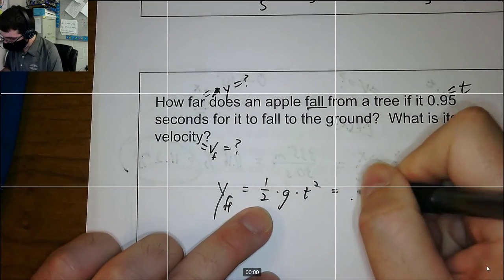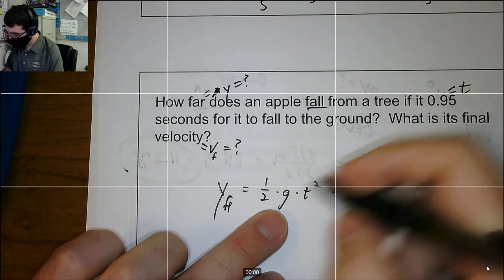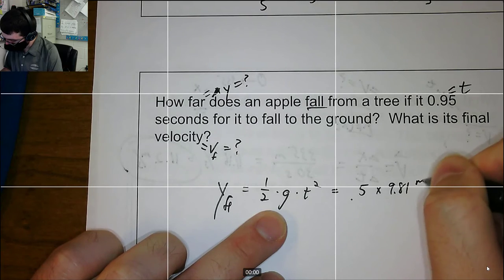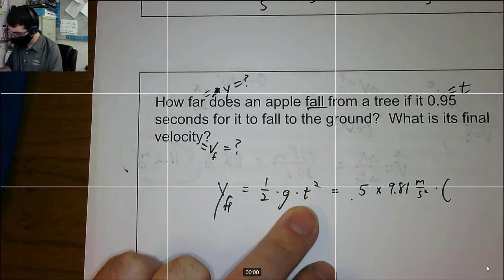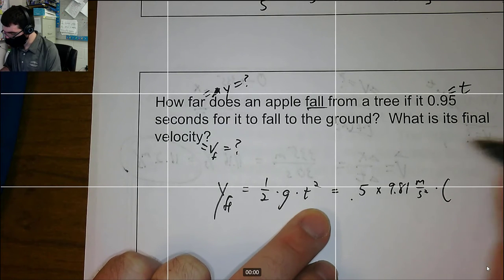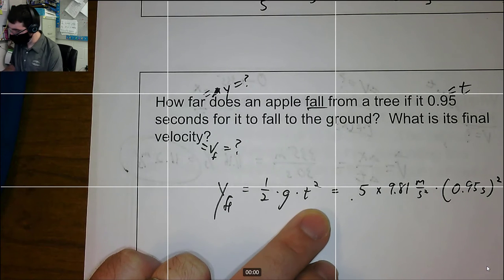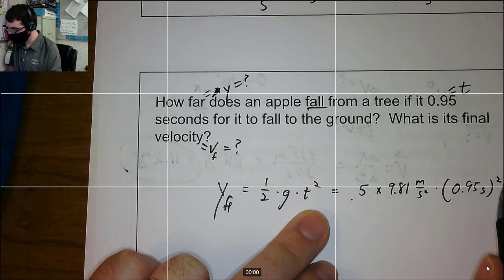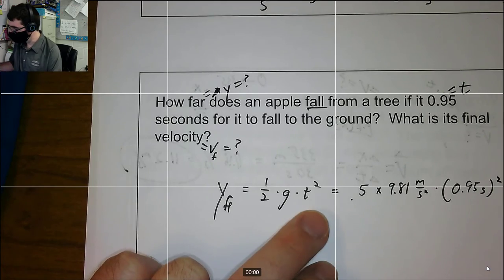When I go to punch this in the calculator, I don't like working with fractions, so I always turn my 1/2s into 0.5. So 0.5 times 9.81, that is meters per second squared. The time here, when I punch into the calculator, even though powers come first, I always lock things like this in with parentheses. So 0.95 seconds. And the other reason I do this as well is because putting the squared outside the parentheses reminds me not only to square the number there, but also to square the seconds there.